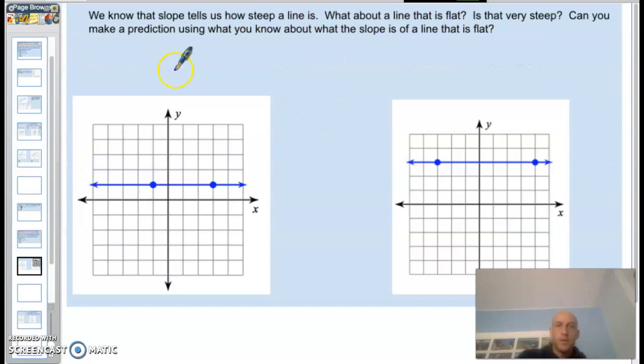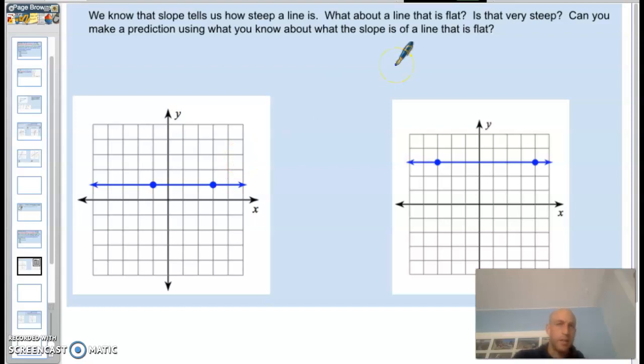All right, we know that slope tells us how steep a line is, right? Picture yourself standing on the left side of the line. Very steep would be a very sharp uphill climb. Not so steep would be an easy hill to climb. Well, what about a line that is flat, like this line? It is flat. Is that very steep? I would say no, right? That's just like walking in the hallways or walking on a sidewalk that's flat.